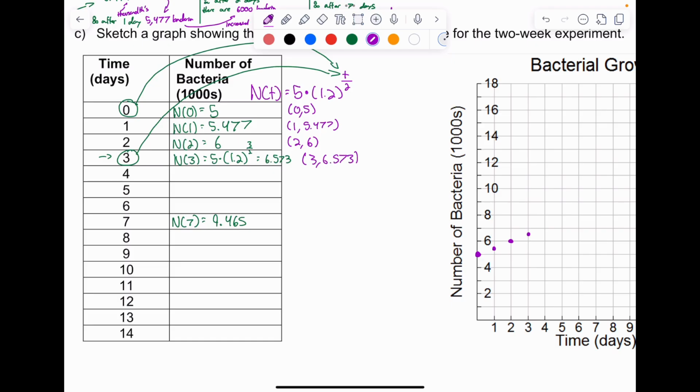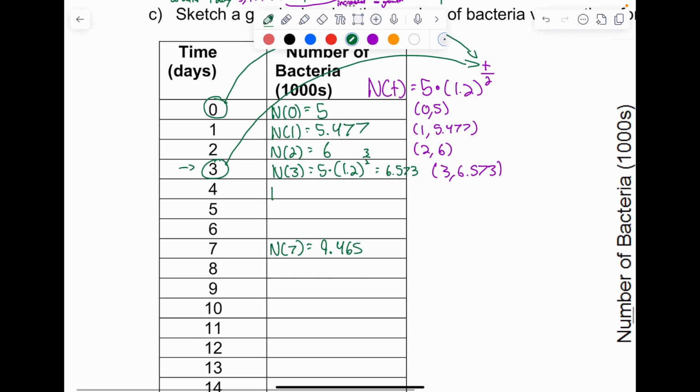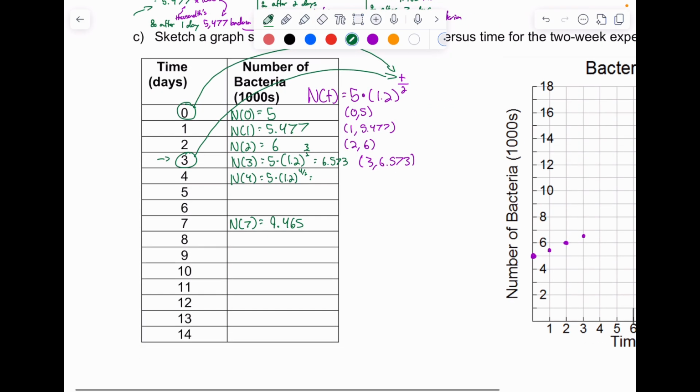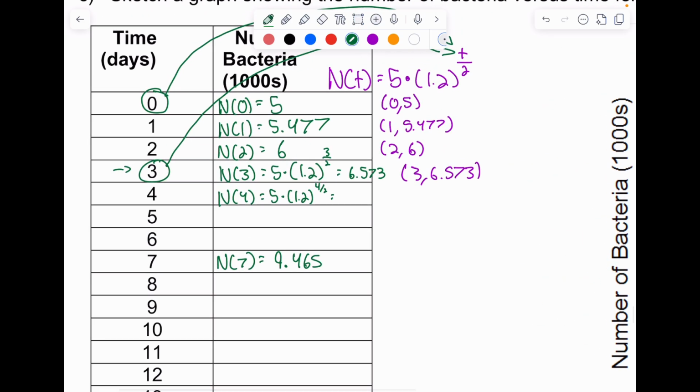6.573. So if I evaluate n at 4, once again, you're just taking 5, multiplying by 1.2 to the power of now 4 over 2. So if I do that, that's 1.2 squared. And challenge yourself right now. Pause the video and just do this yourself. And then just press play, forward the video, and see if you get the same answers with me, okay? So times that by 5, just so the video is not being super long.